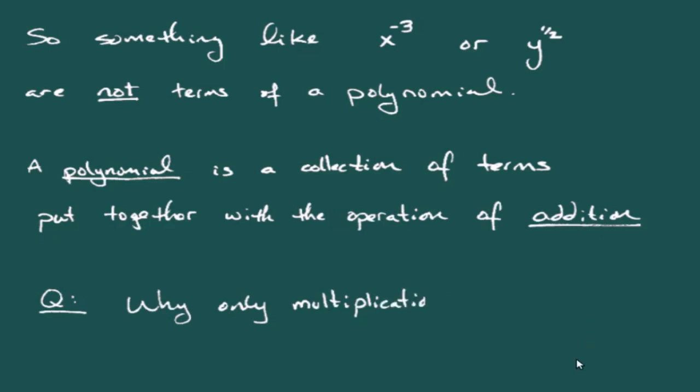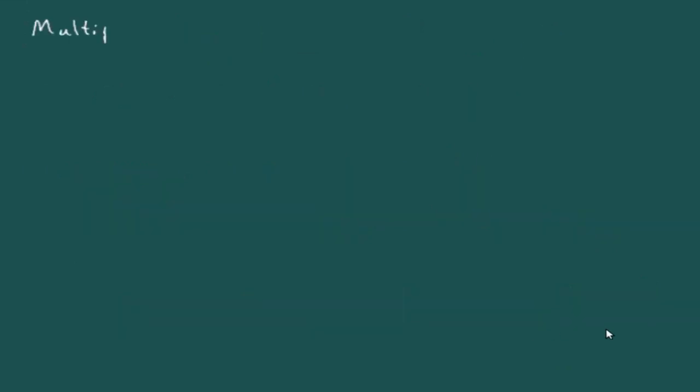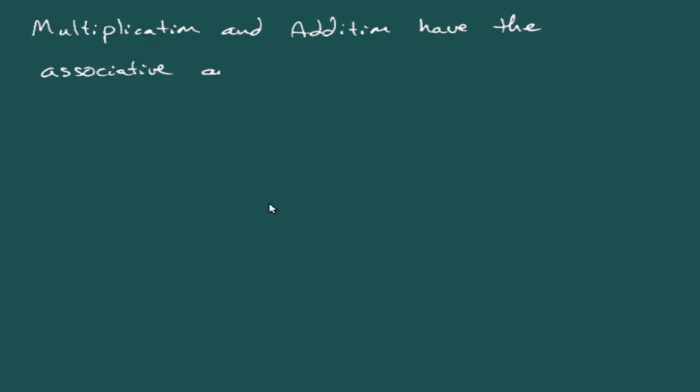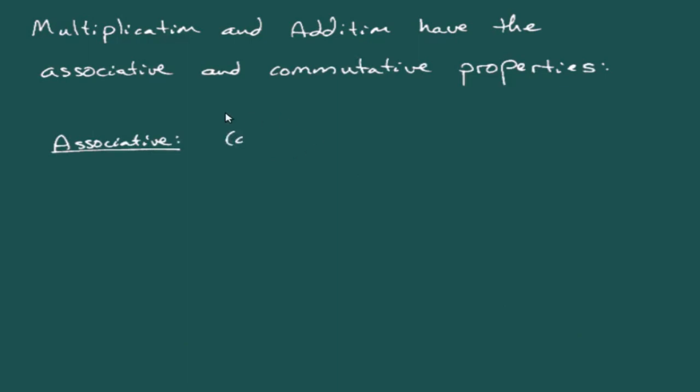Probably a reasonable question to ask at that point is, well, why exactly are we only working with multiplication and addition? And so the reason for that is that multiplication and addition have some really nice properties, and in particular they've got the associative property and they've got the commutative property.